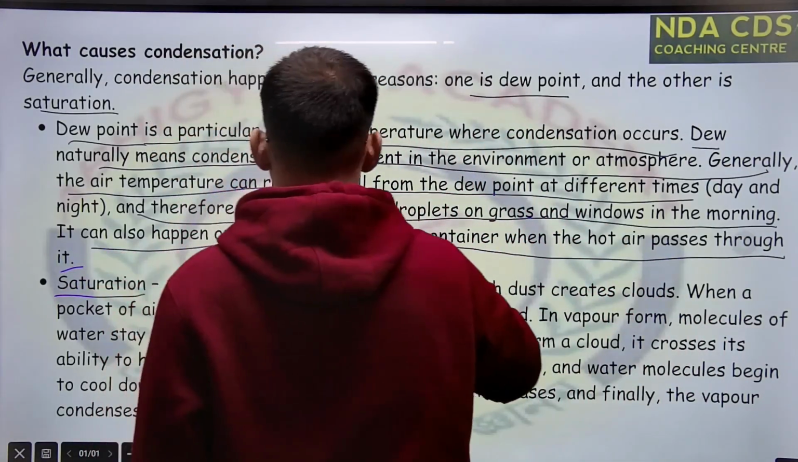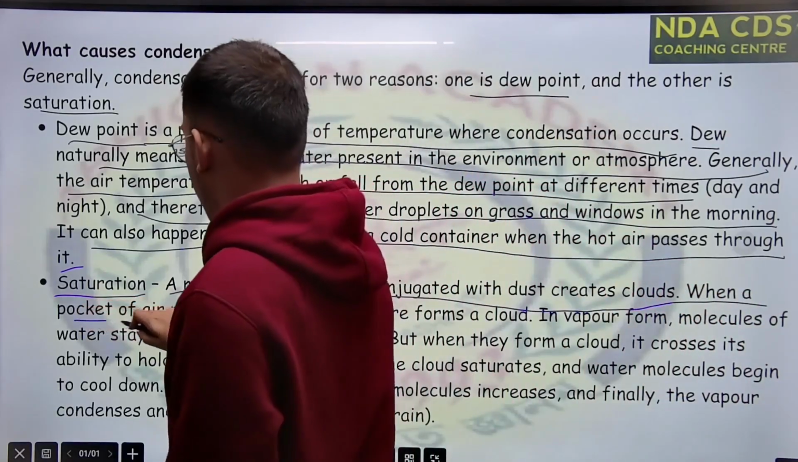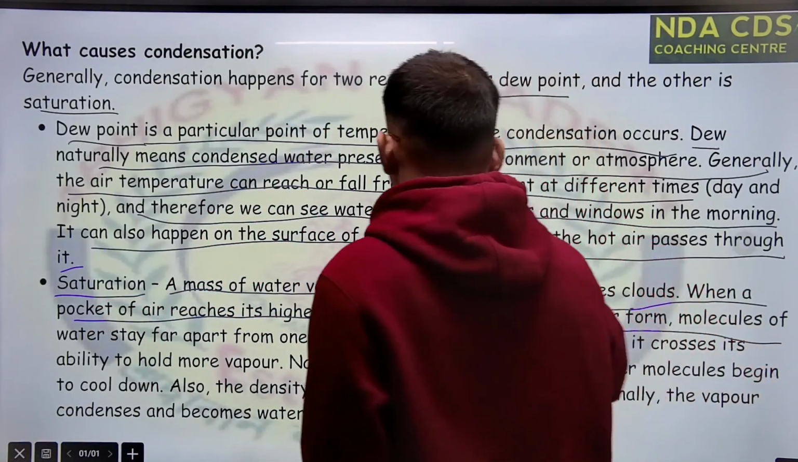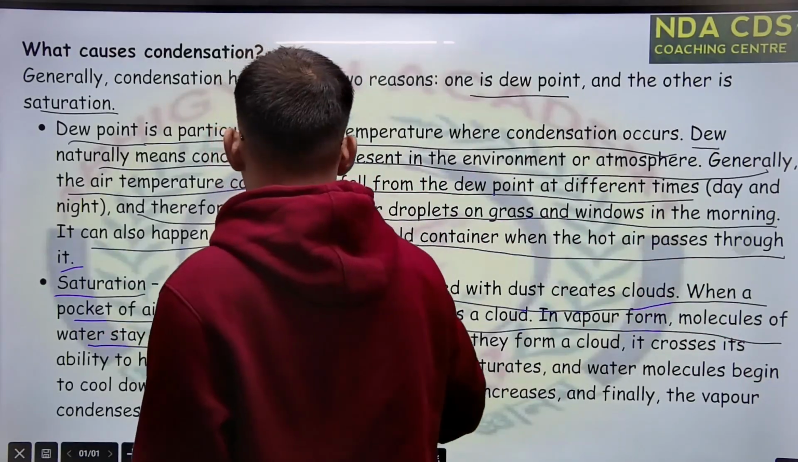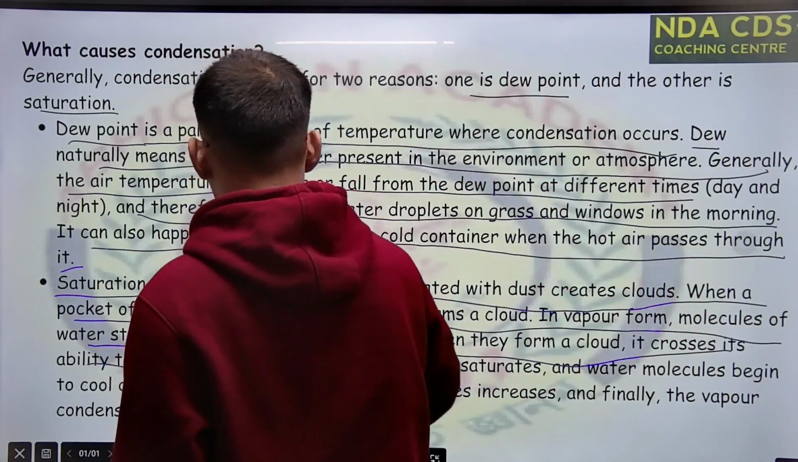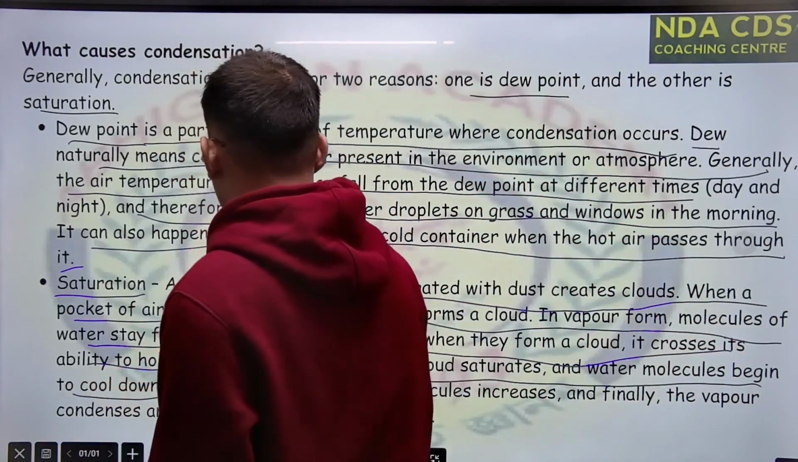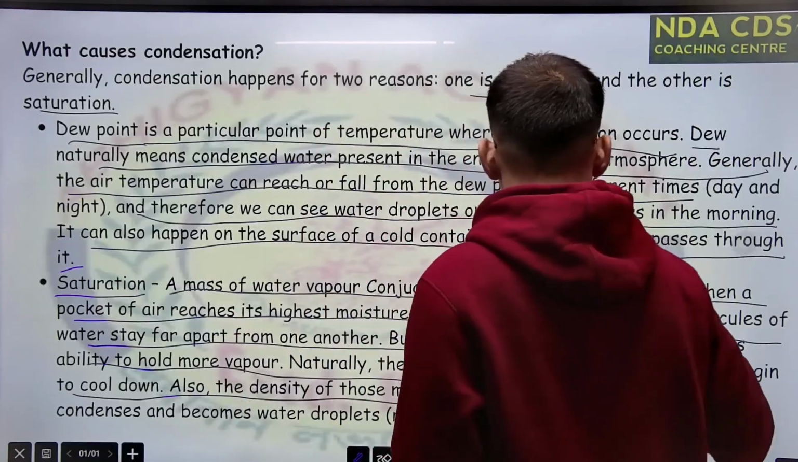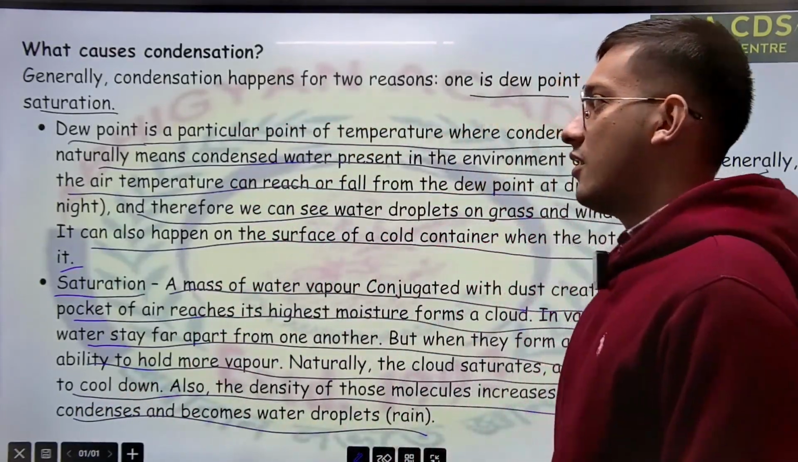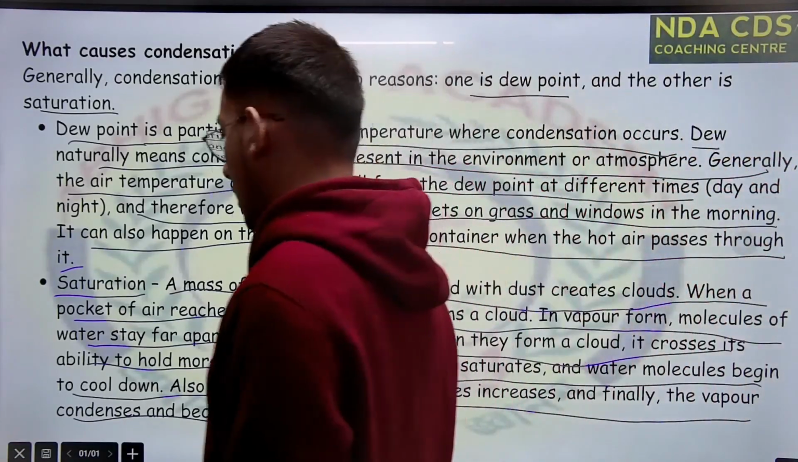Saturation. A mass of water vapor conjugated with dust creates clouds. When a pocket of air reaches its highest moisture, it forms a cloud. In vapor form, molecules of water stay far apart from one another, but when they form a cloud, it crosses its ability to hold more vapor. Naturally, the cloud saturates and water molecules begin to cool down. Also, the density of those molecules increases. Finally, the vapor condenses and becomes rain. So, these are the factors of causing condensation.